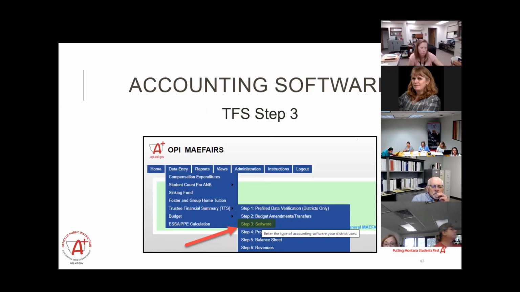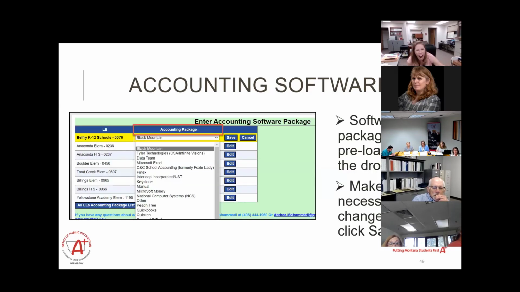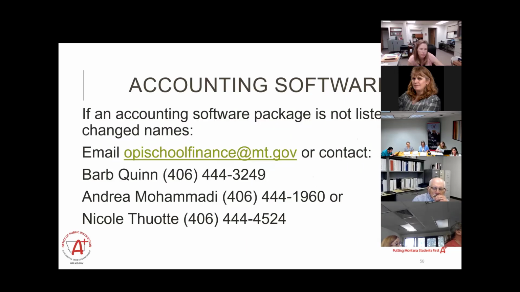Okay, then we're going to look at your accounting software. So if we go to TFS step 3, software, what we'll see is your school will come up and you can see where it says the accounting package that is currently assigned. If you hit the edit button, then you will be able to modify that if necessary. The software packages are preloaded in the drop down, so you can make whatever necessary changes you need to make, and make sure that you click on save. So if an accounting software package is not listed or has changed names, email opischoolfinance@mt.gov or contact one of the following 3 people.